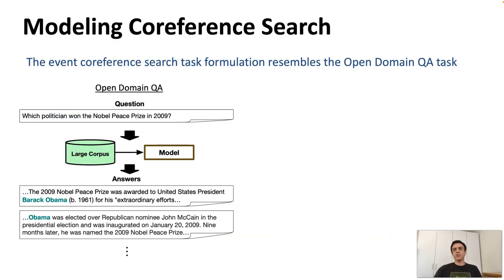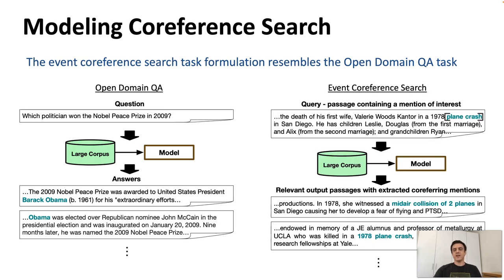Motivated at creating a new efficient model for the task, we observe that the event coreference search task formulation resembles the open domain question answering task. In open domain question answering, we have a natural language question, which then is fed into a model which extracts passage candidates highlighted with the most probable answer to the question.